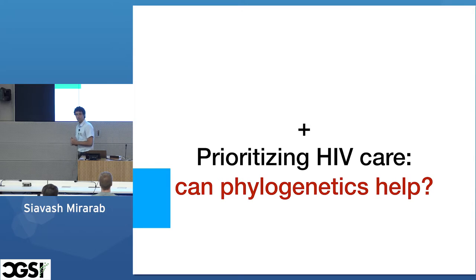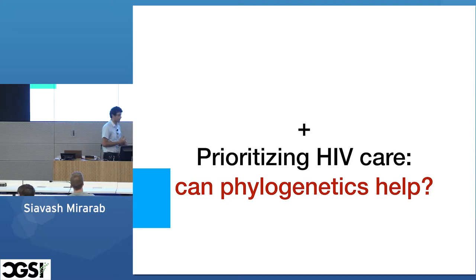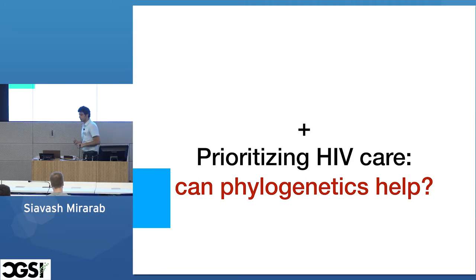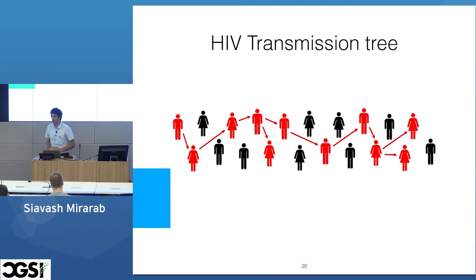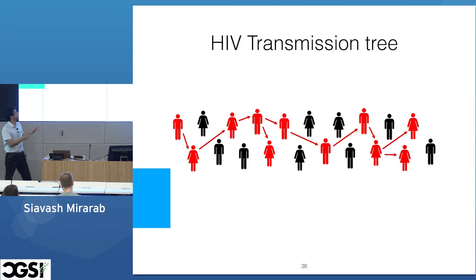Okay, so let me just quickly talk about, does phylogenetics help with HIV care? Another question in personalized medicine where we could hope phylogenetics helps us. Okay, so what's the setting? The setting is the following.